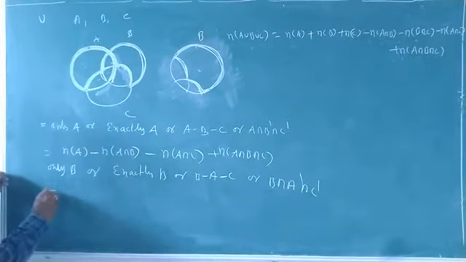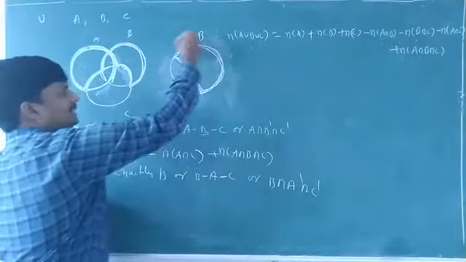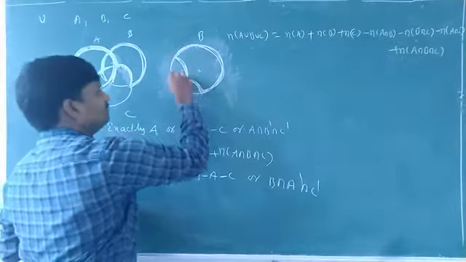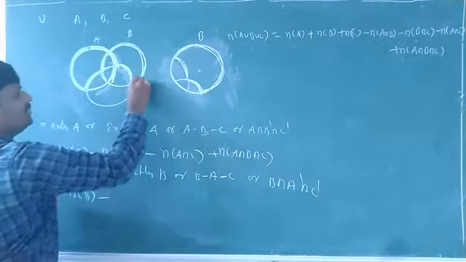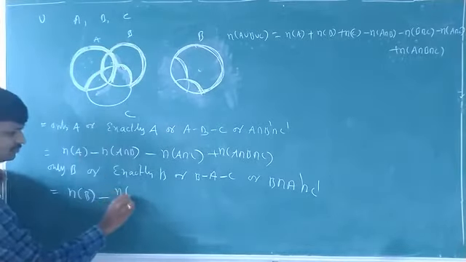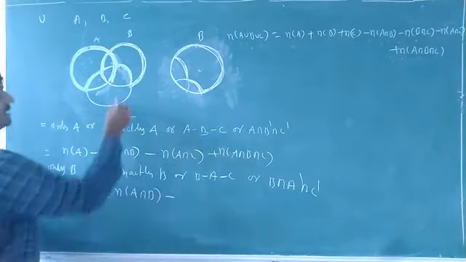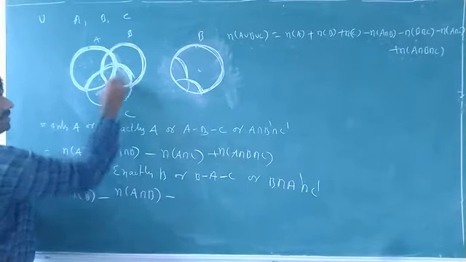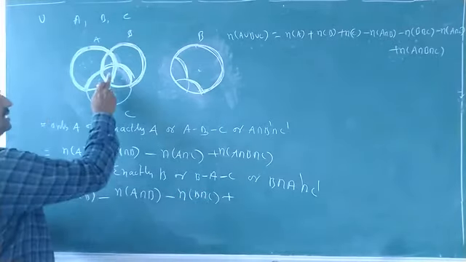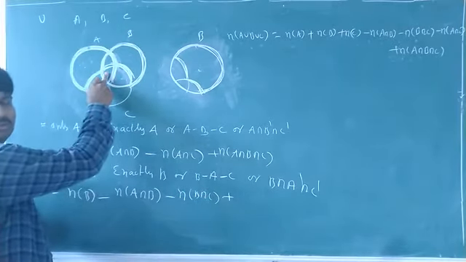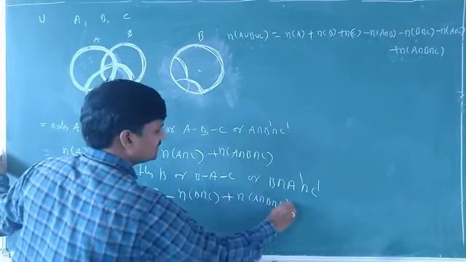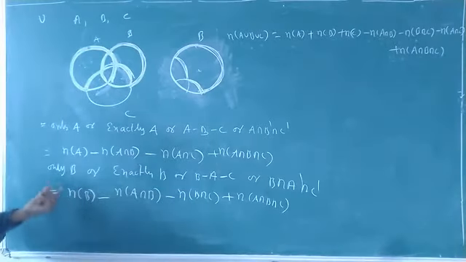Okay, and what is the formula? Number of B minus, from this total B, what we have to remove? This intersection we have to remove. This intersection means number of A intersection B, minus this part also, which means number of B intersection C, plus, see, this intersection part removed 2 times, so you should add 1 time the number of A intersection B intersection C. Understand? It is only B.